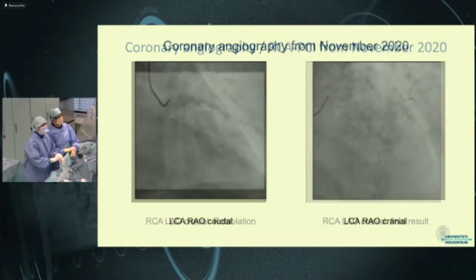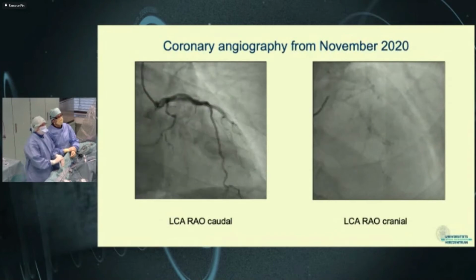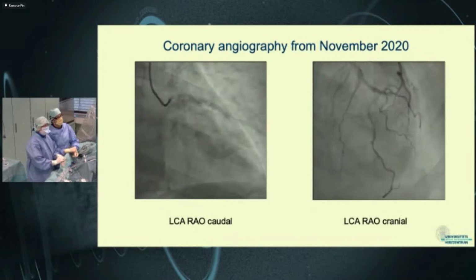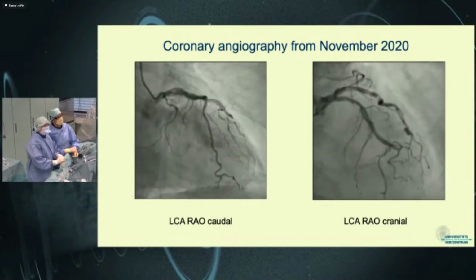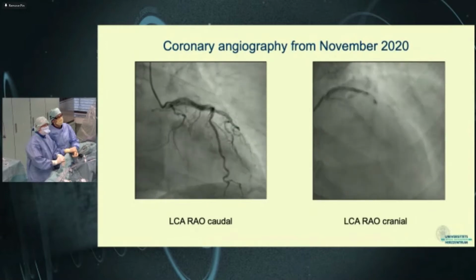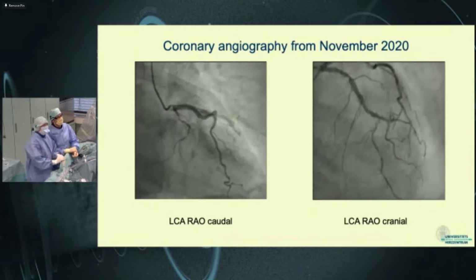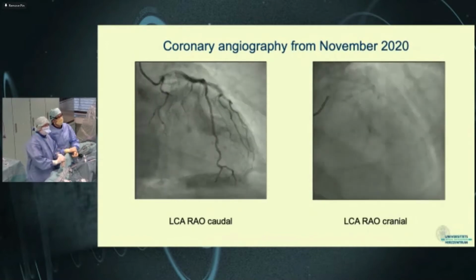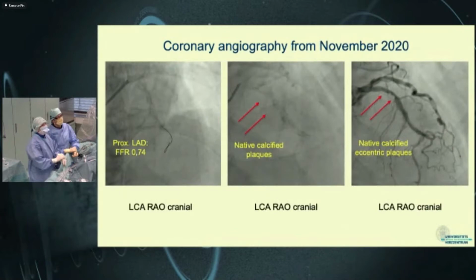Next slide, please. If you take a look at the left coronary system, you see huge calcification in the projection to the LAD, and in cranial projection, you see there's an eccentric significant LAD stenosis in the proximal part. Next slide. And Kambis, you could measure FFR. It was clearly significant. So we saw eccentric plaque distribution.